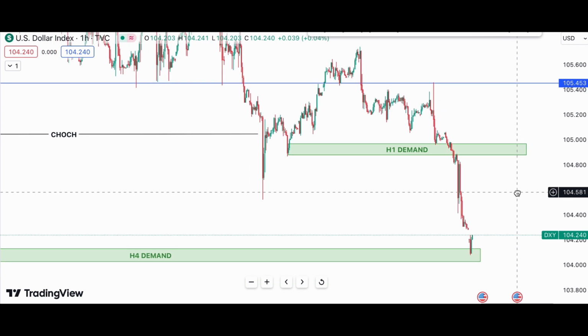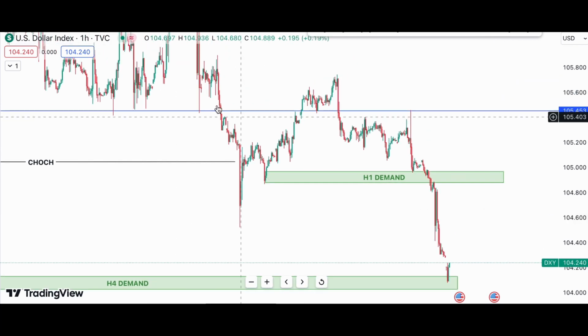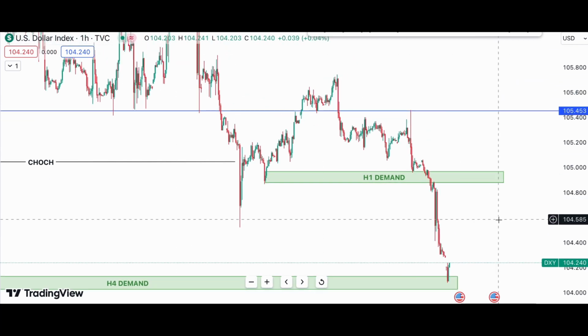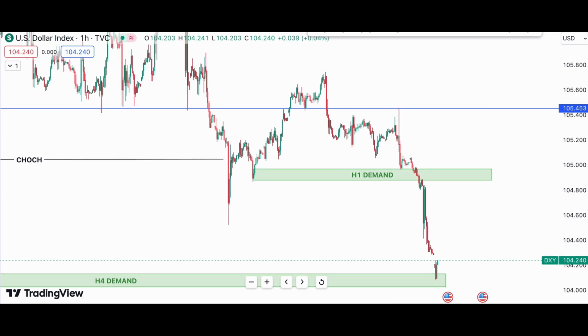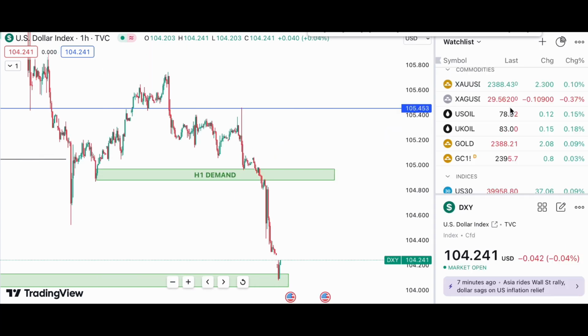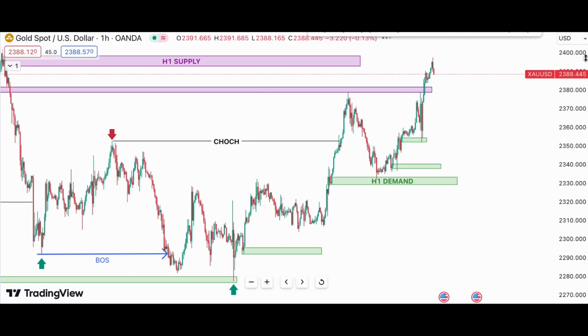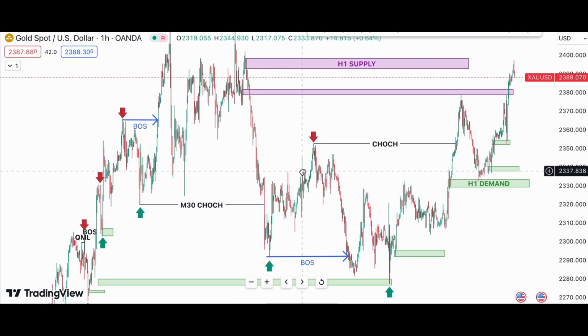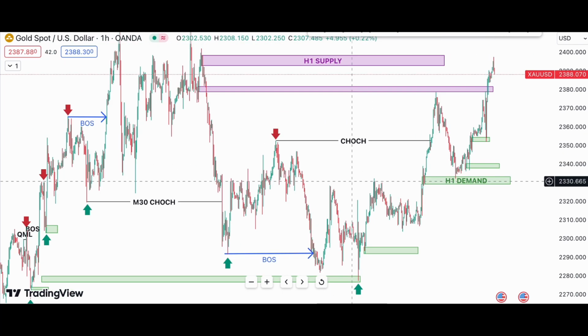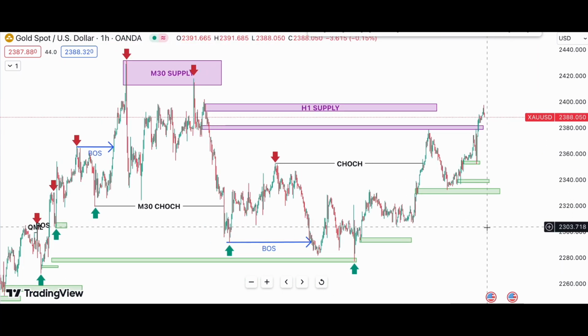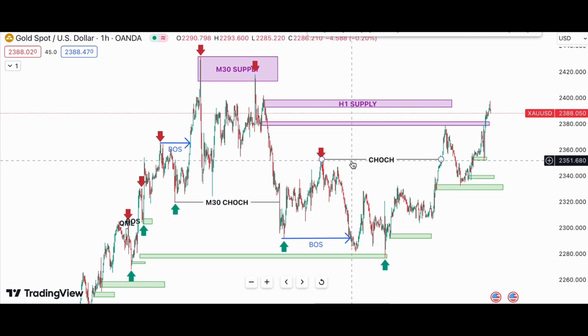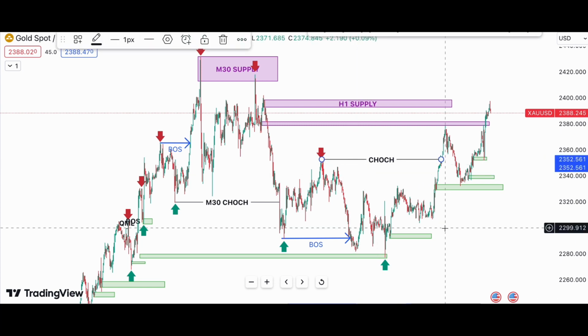So we can see the US dollar index is in a downtrend. That means most of the USD pairs like EU, GU, gold, silver are in an uptrend. So next we'll look at gold. The gold here is the same. We have the change of character happening here.